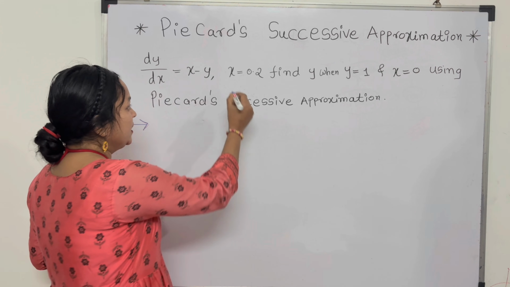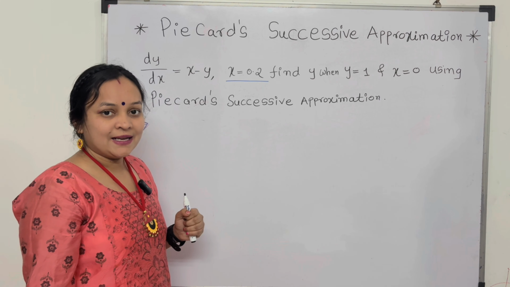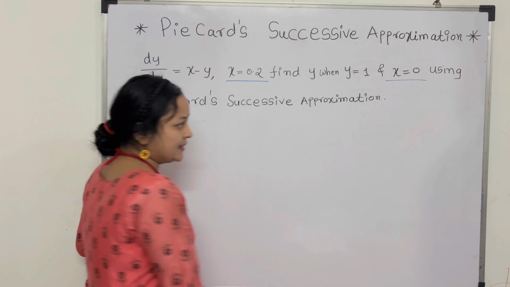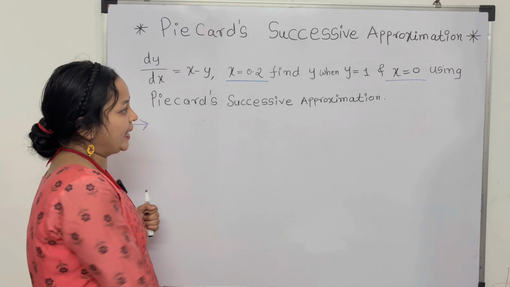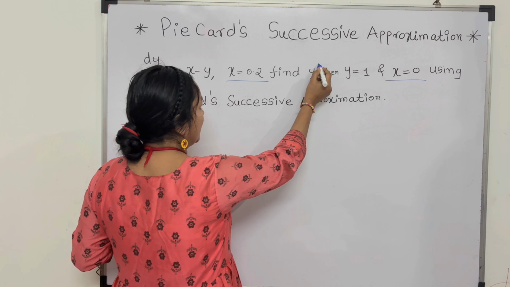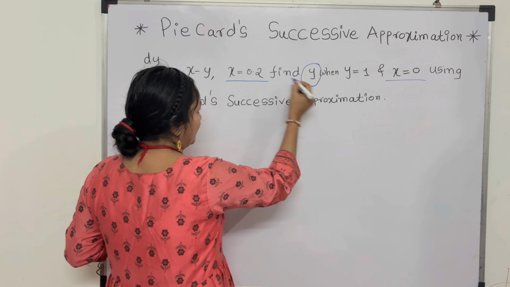So they have mentioned the limit of x as 0.2, right? The initial value of x is 0 and y1 is 1, and you are supposed to find out what the value should be.